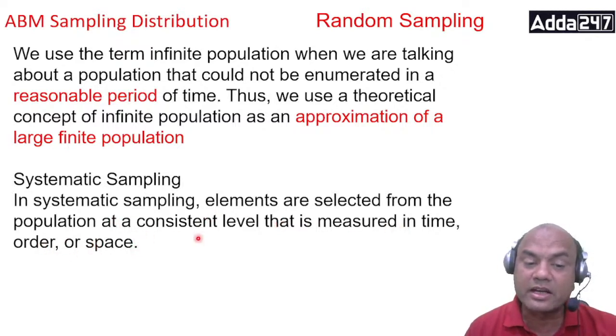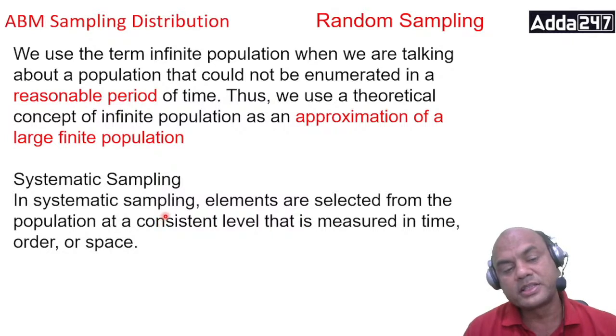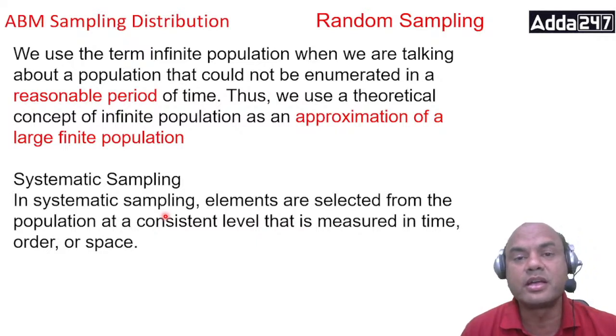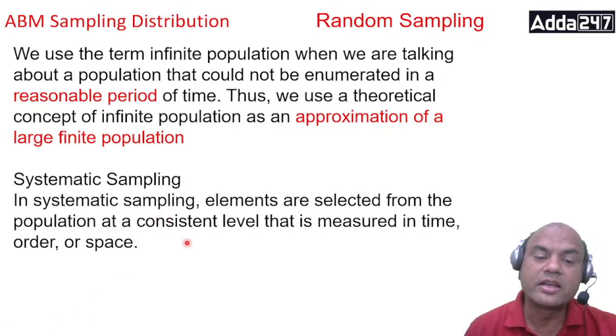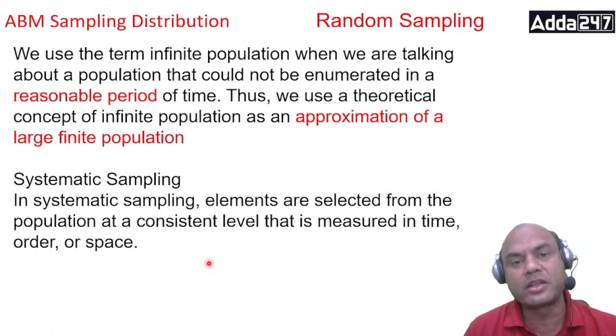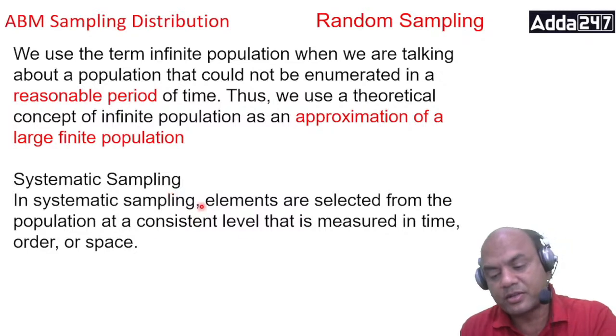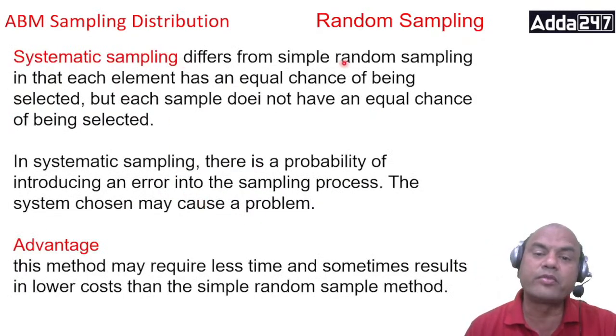Now, consistent level. What do you mean by this? Just now I showed you that slide. Every fifth student in the class of 60 students will stand in the row and come out. So that's known as systematic sampling. Systematic sampling differs from simple random sampling in that each element has an equal chance of being selected, but each sample does not have an equal chance of being selected.